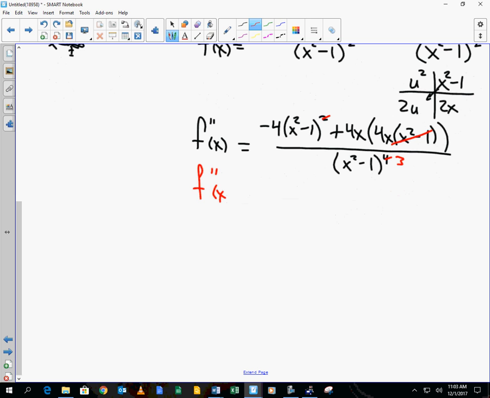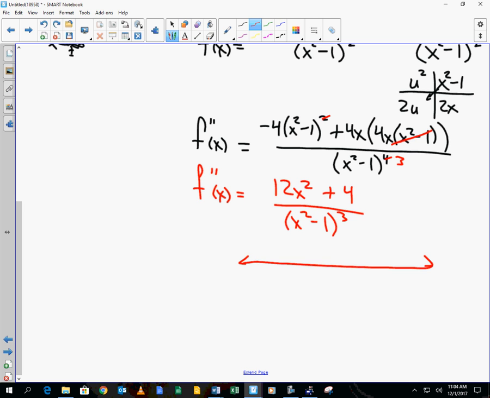So f double prime of x, we're almost there. Negative 4x squared and positive 16x squared makes 12x squared plus 4 all over x squared minus 1 cubed. So I've got -4 times x squared is -4x squared. I got 4x times 4x is 16x squared. Got it? Okay.